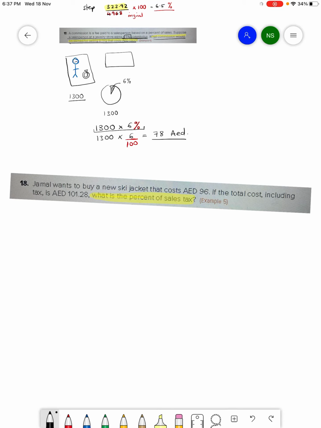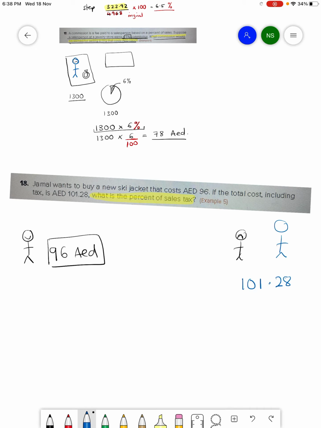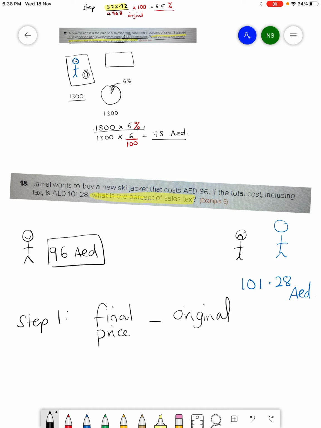Let's have a look. So this is Jamal. He wants to buy a jacket. He's very happy. It cost 96 AED. But again, when he goes to the shopkeeper, he's very sad because he has to pay more money. He has to pay 101.28 dirham AED. So, step 1, calculate the final price, subtract the original price. Let's work that out. So we've got 101.28 subtract 96. Let's have a look. That's going to give you 5.28 AED dirham.